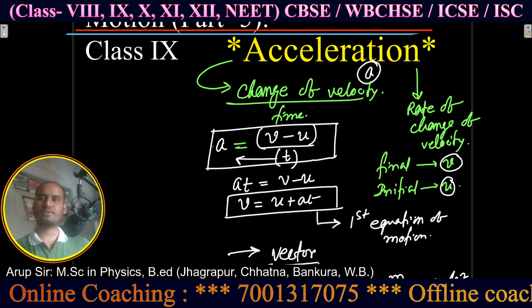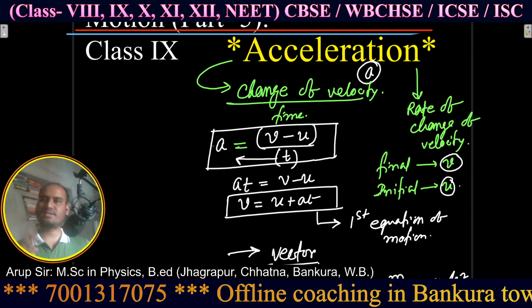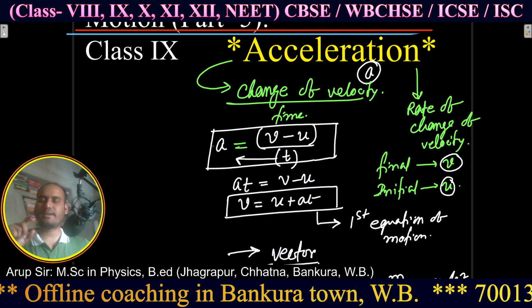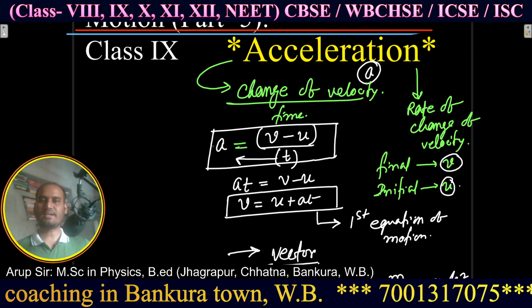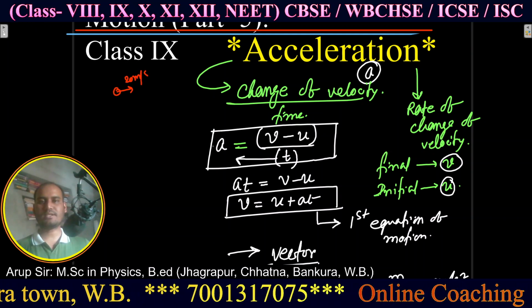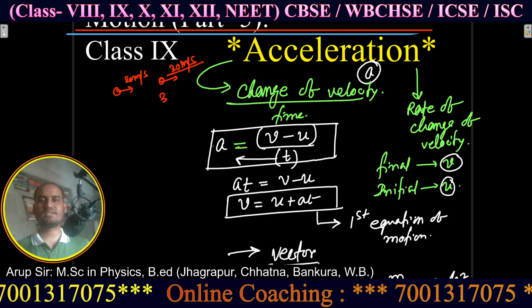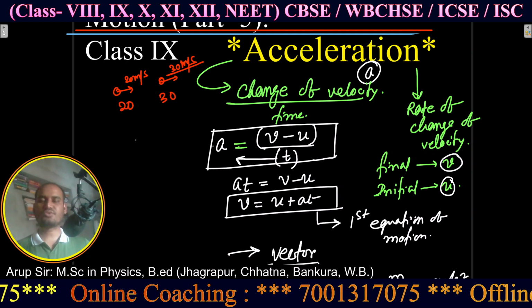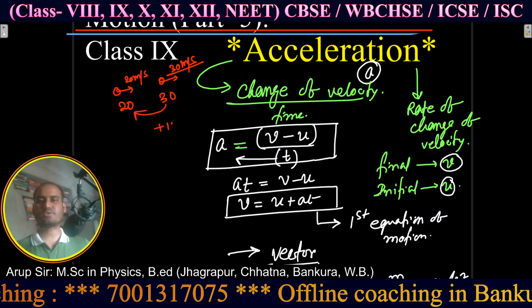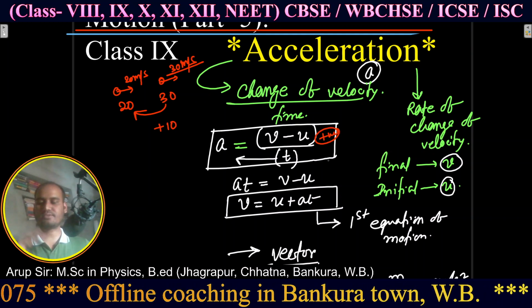The thing is, acceleration may be of two types. One is positive acceleration, meaning when velocity is increasing. That is positive acceleration, meaning final velocity is greater than initial velocity, right? See, if a car is moving at 20 meters per second and after some time its speed is 30 meters per second, then final velocity is 30 and initial velocity is 20. So what is the difference? Final minus initial, 30 minus 20, is positive 10. So the value is positive when velocity is increasing.